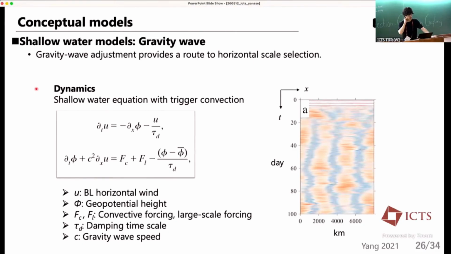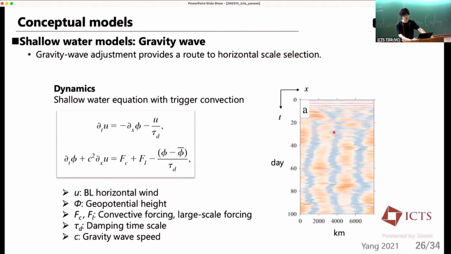And the other concept is the shallow water model, and it can reproduce the gravity wave dynamics. For the shallow water equations, this is one example proposed by Bellon 2021, and he has prognostic variables of boundary layer horizontal wind and the geopotential height. This is a momentum equation, and this is a geopotential height equation. And there is a convective forcing and a large-scale forcing. So by parameterizing the convective forcing as a function of geopotential height, he could produce a self-aggregation-like envelope of convective clusters.